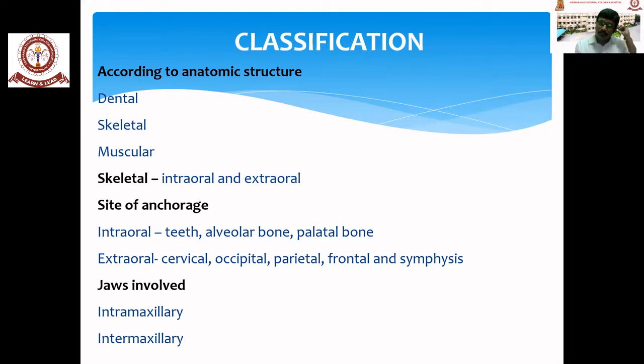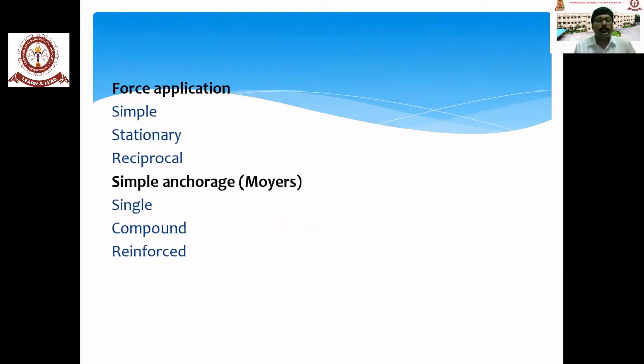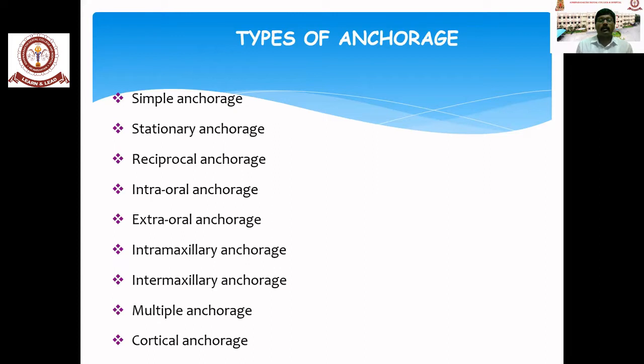The jaws involved can be intramaxillary, that is within the maxillary arch or within the mandibular arch, or intermaxillary, where the mandible takes anchorage from the maxilla and the maxilla takes anchorage from the mandible. Depending upon the force application, it can be a simple anchorage, a stationary anchorage, or a reciprocal anchorage. Everything will be discussed in detail. And again, as described by Moyers, it can be a single anchorage, or a compound or reinforced anchorage.